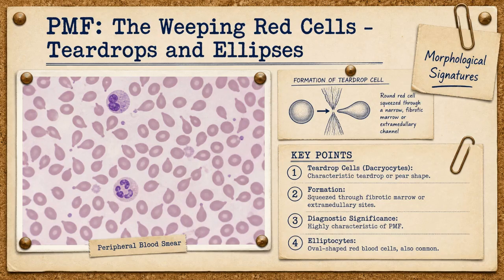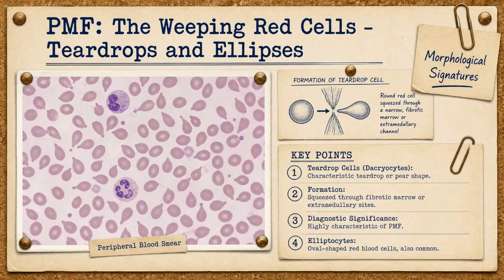The diagnostic significance of teardrop cells is immense. While they can be seen in other conditions with marrow infiltration or fibrosis, their presence in conjunction with a leukoerythroblastic picture is highly characteristic of PMF. In addition to teardrop cells, you'll also commonly observe elliptocytes. These are oval-shaped red blood cells, and while not as specific as teardrop cells for PMF, their presence contributes to the overall picture of abnormal erythropoiesis. Your ability to accurately identify and quantify these abnormal red cell morphologies is crucial.